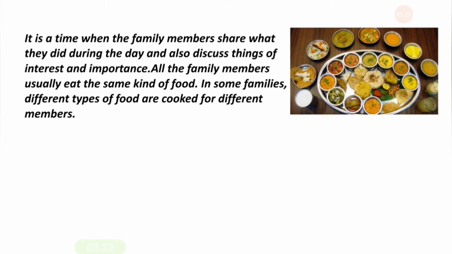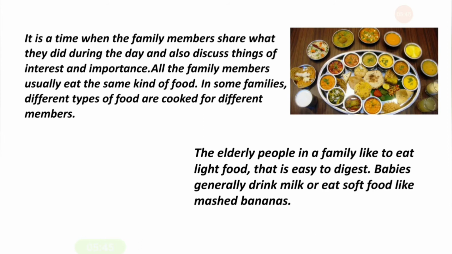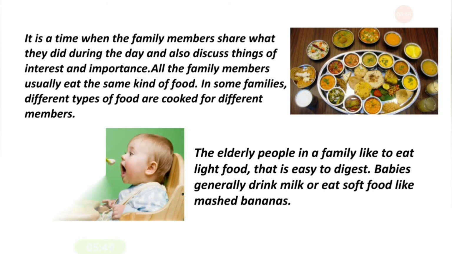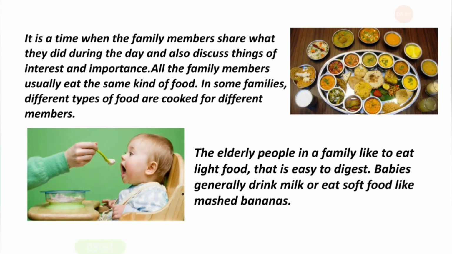Generally all family members eat the same kind of food in a family, but in some families different types of food are cooked for different members. As the elderly people in the family like to eat light food that is easy to digest. Babies generally drink milk or eat soft food like mashed banana.